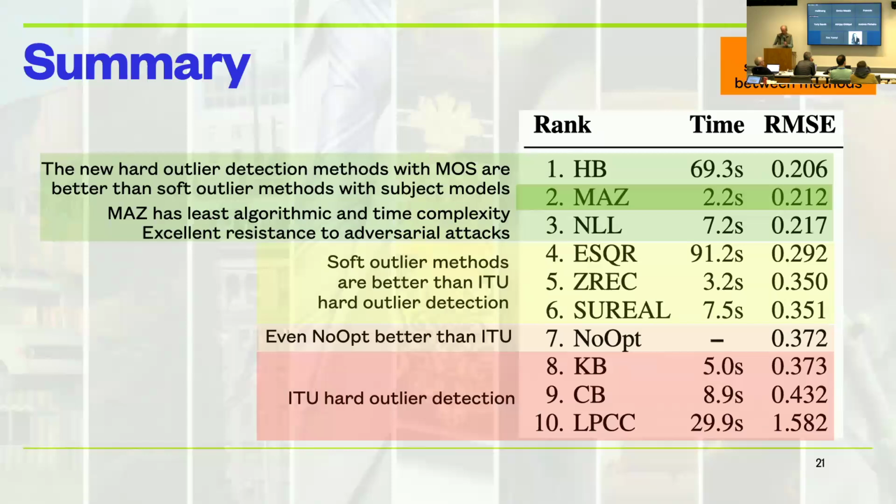And then it was a surprise that none of the standardized ITU hard outlier detection methods are better than these; they're at the bottom end of the top 10 list. They're even worse than the no opt strategy. No opt means no outlier detection, accept everything, right? Just ignore the outlier detection. That is even better under adversarial attacks than carrying out the ITU outlier kurtosis-based or correlation-based methods. Okay, yeah. So this is our result here.